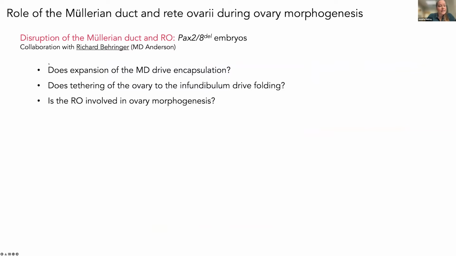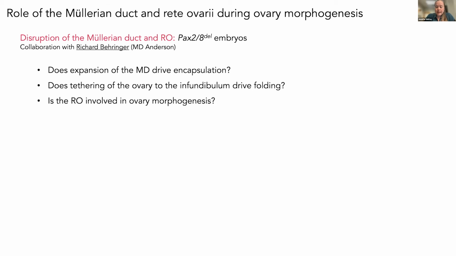And so to investigate this, we initiated a collaboration with Richard Behringer at MD Anderson, who had a model for disruption of the Müllerian duct that also presented with disruptions in the rete ovarii. And these are embryos that carry different combinations of PAX2 and PAX8 deletion alleles. And so with these models, I was really interested to address whether expansion of the Müllerian duct truly drives ovary encapsulation, whether tethering of the ovary to the infundibulum is what drives folding, and then finally, whether the rete ovarii is even involved in ovary morphogenesis.